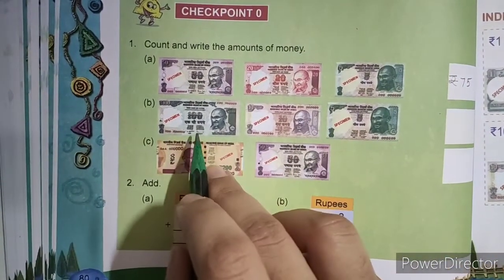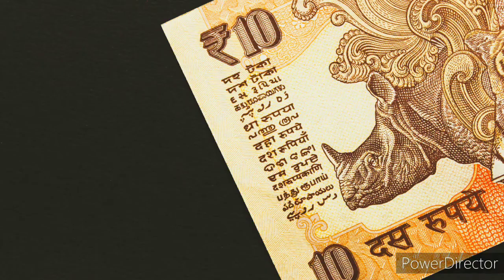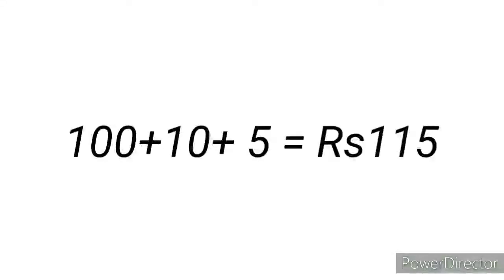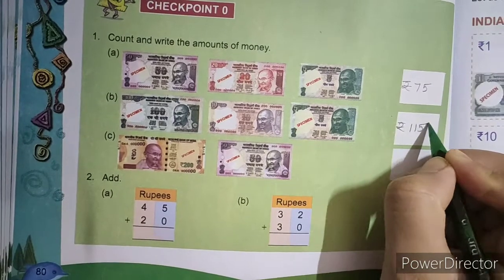B. As we can see, the first one is a 100 rupee note, then a 10 rupee note, and the third one is a 5 rupee note. So we have to add 100 plus 10 is 110. 110 plus 5 is 115. So in the box we will write rupees 115.